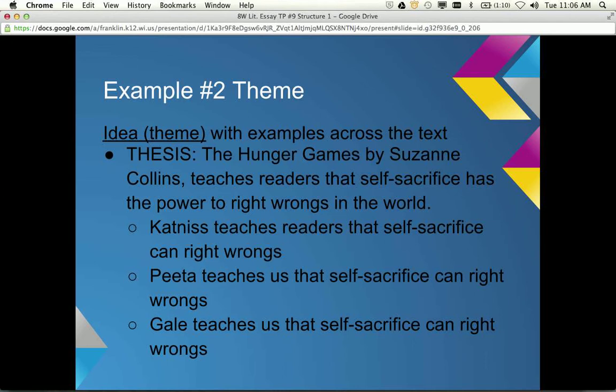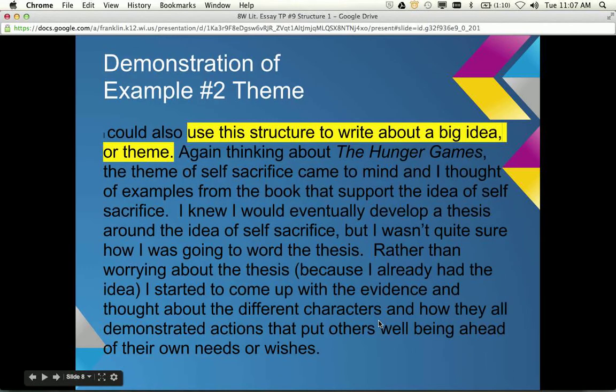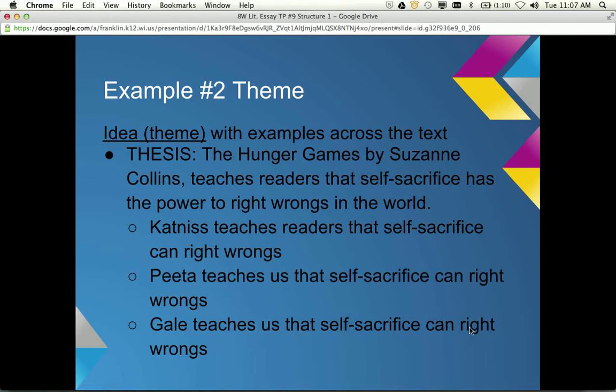So I'm thinking of theme with examples across the text. So I could say something like, The Hunger Games by Suzanne Collins teaches readers that self-sacrifice has the power to right wrongs in the world. Remember, theme teaches a lesson. So in this case, they used the author's name and said that the author taught the readers and then what their theme was. So the first body paragraph would discuss how Katniss teaches readers that self-sacrifice can right wrongs. The second one would be about how Peeta teaches us that self-sacrifice can right wrongs. And the third would be about Gale, and how he teaches us that sacrifice can right wrongs.